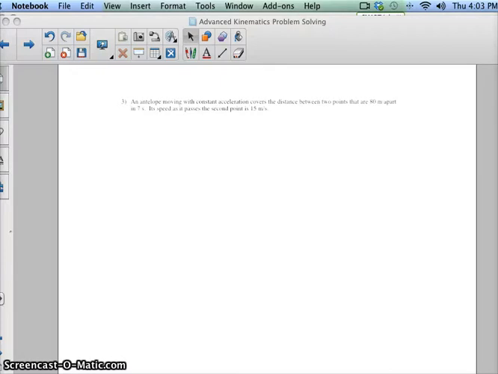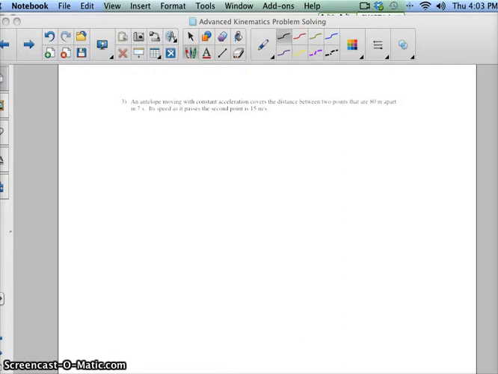So I wanted to give you a hand with problem 3. Looks like we have an antelope moving with constant acceleration who covers the distance between 2 points that are 80 meters apart, and it takes the antelope 7 seconds to cover those 2 points. Okay. And its speed as it passes the second point is 15 meters per second.